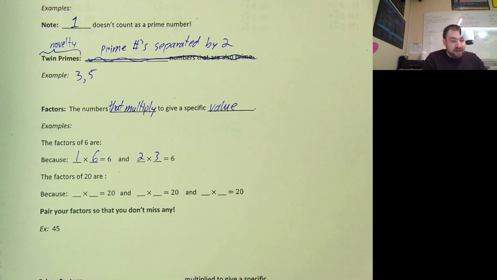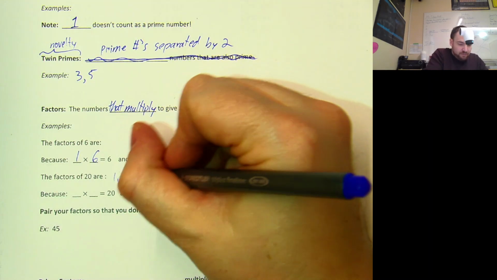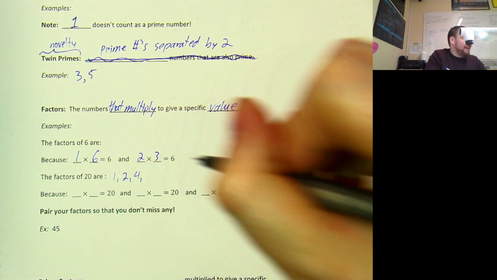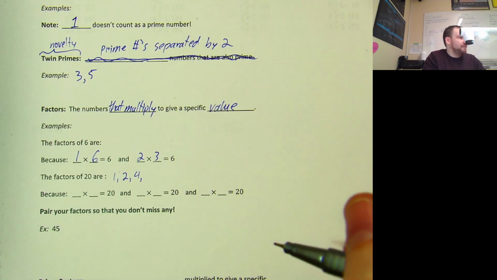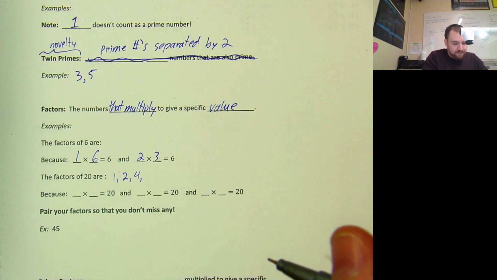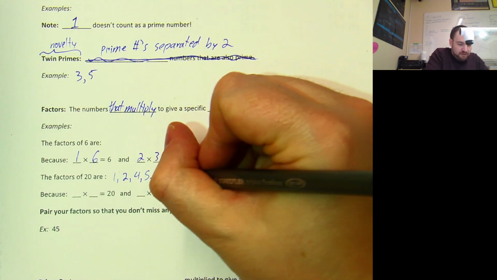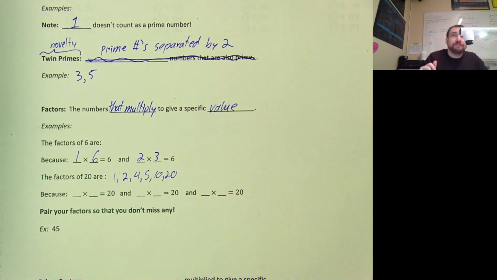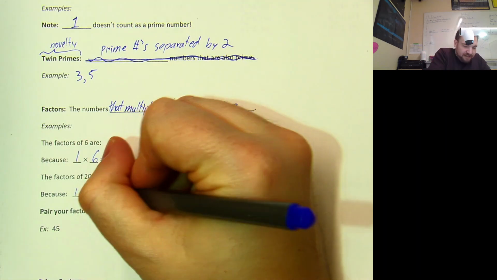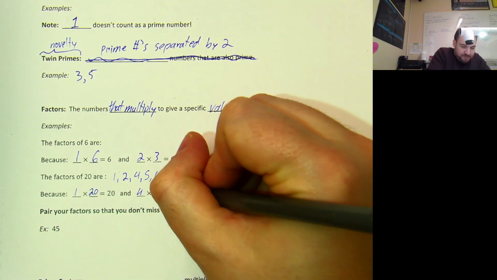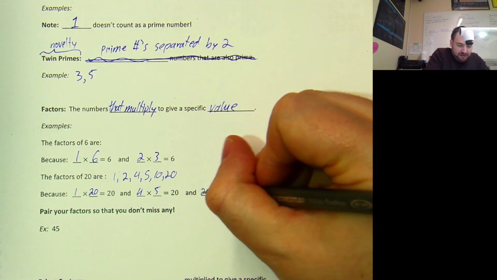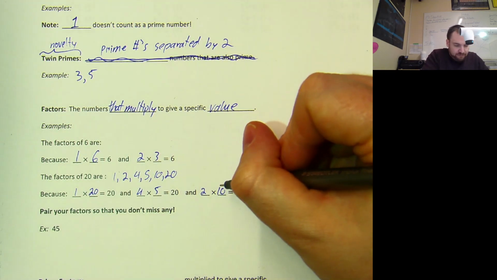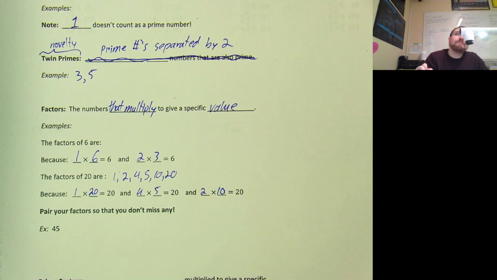The factors of 20 are 1, 2, 4, 5, 10, and 20, because 1 times 20 equals 20, 4 times 5 equals 20, and 2 times 10 equals 20. Typically, when you're factoring, you want to pair your factors so you don't miss any.